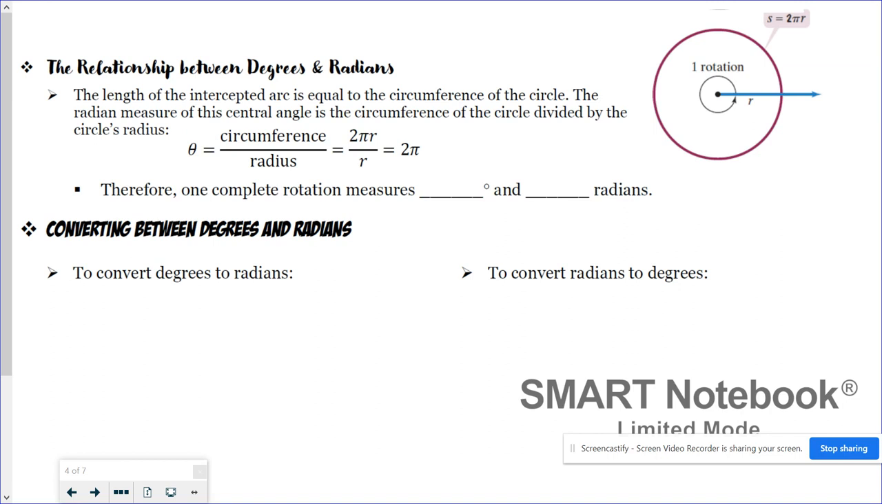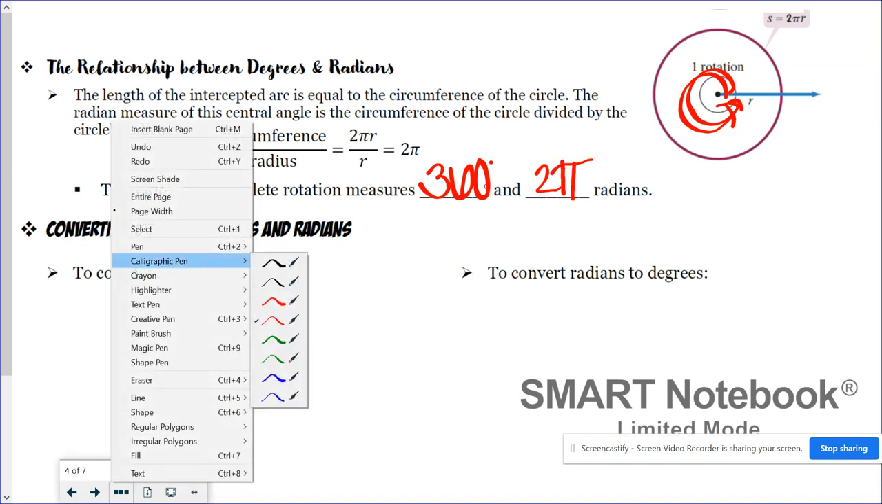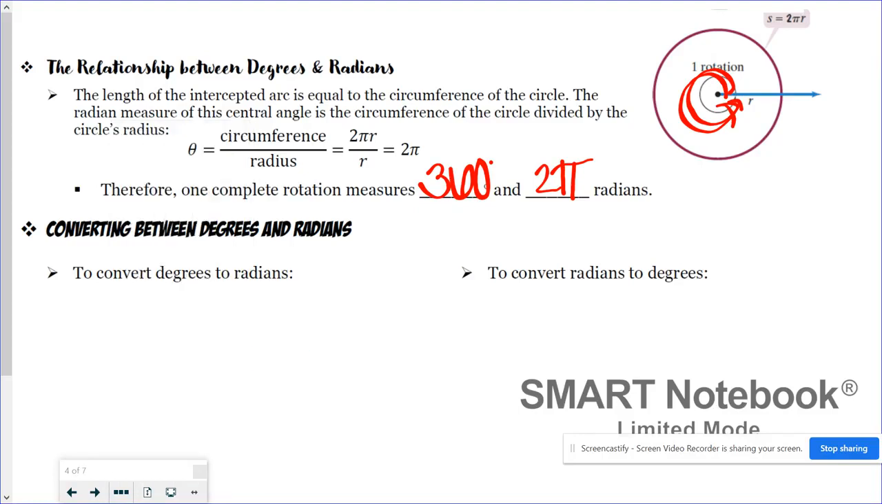If we take the entire circumference of our circle, 2 pi r, and divide it by the radius, we get the measure of that angle. The angle would be 2 pi. You go all the way around, we know that's 360, and so what this proves is that it's also 2 pi radians. That's how they're directly related. 360 degrees is 2 pi radians, which means that 180 degrees would be pi radians.